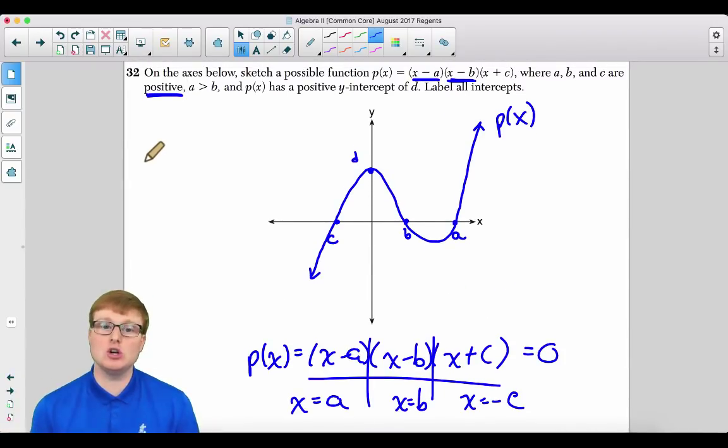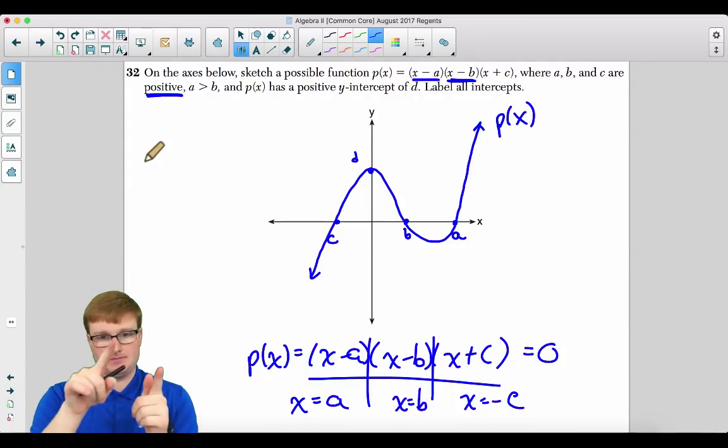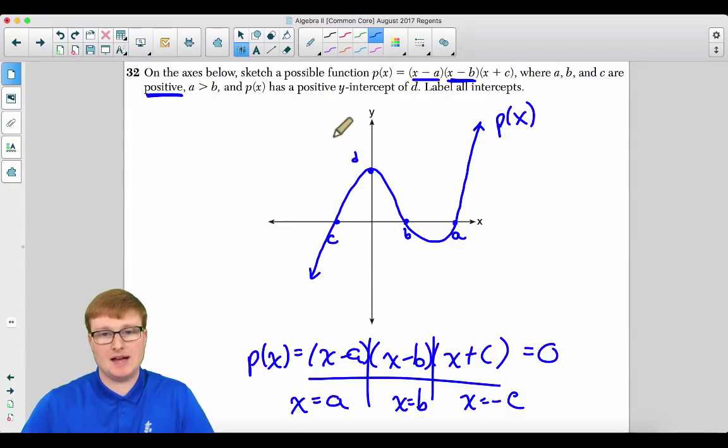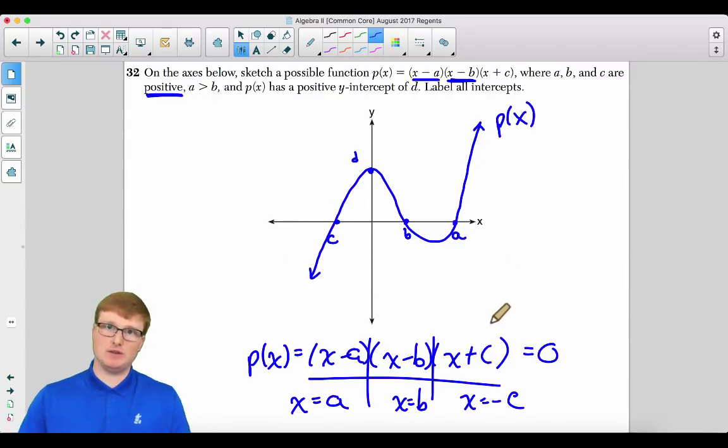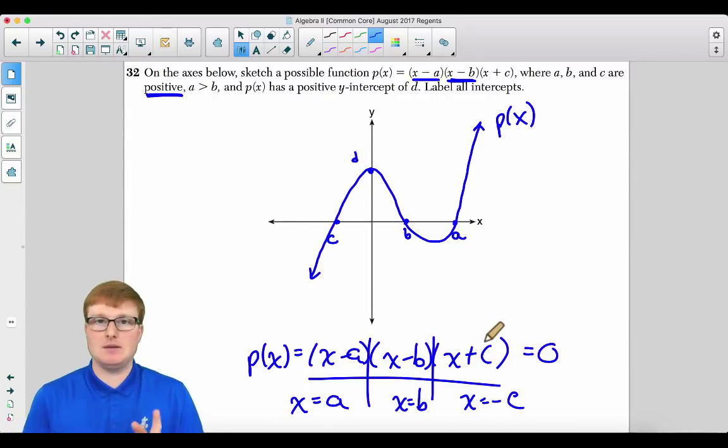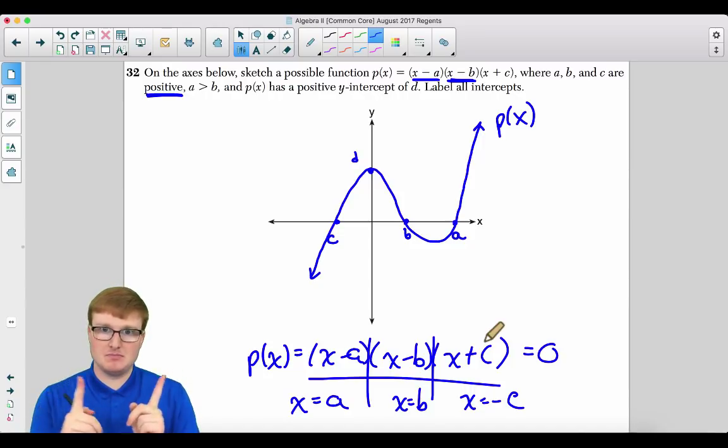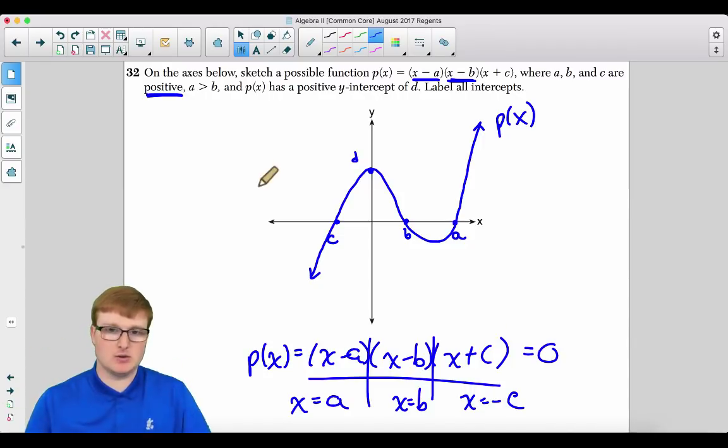Now, of course, you could, if you want to, make this positive and make this negative. That's perfectly fine as well. You just can't be making both point in the same direction, okay? The end behavior, that is.